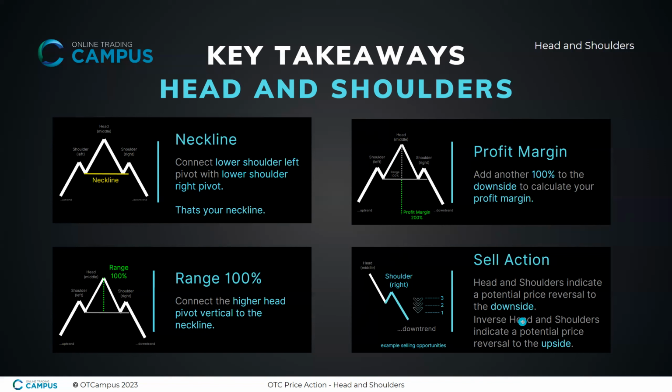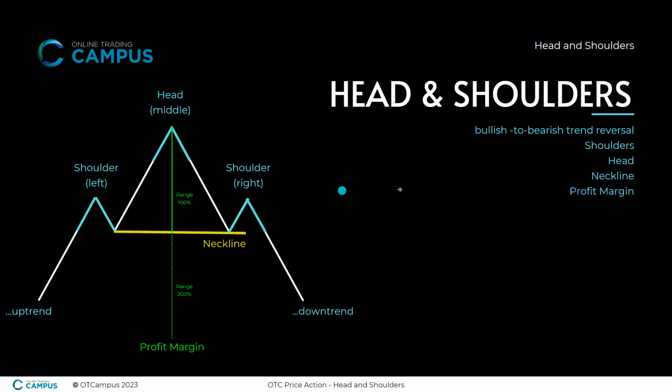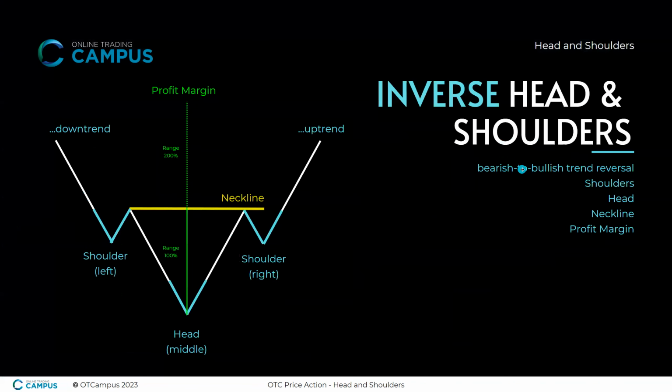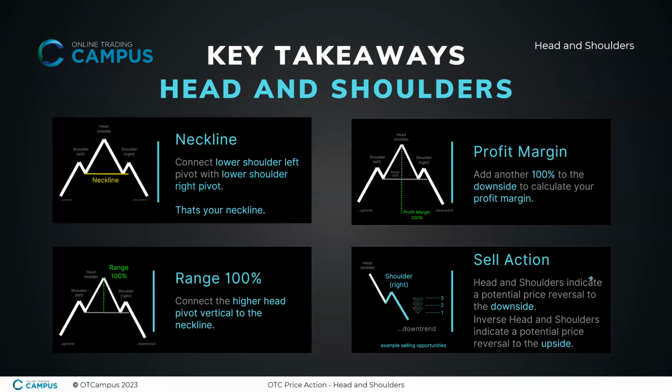The inverse head and shoulders, remember, is not a bullish to bearish reversal. Sorry, it's too complicated. Here, the head and shoulders is a bullish to bearish trend reversal, right? We want to short the head and shoulders. The inverse head and shoulders is a bearish to bullish trend reversal. We want to buy an inverse head and shoulders, right? It means inverse head and shoulders indicate a potential price reversal to the upside. You want to buy.